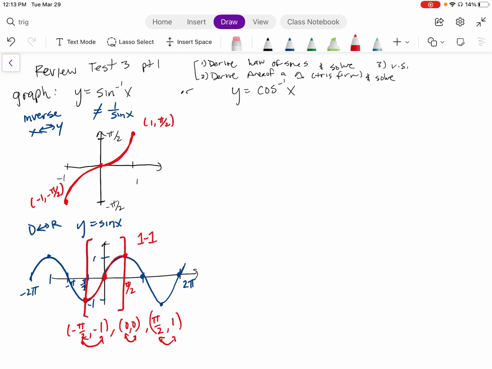Okay. Are there other points along here? Yes. But just like when we graph the basic function of sine, I didn't find pi over 4 and root 2 over 2. I know that point exists, but we just kind of sketched that region. Same thing with sine inverse.